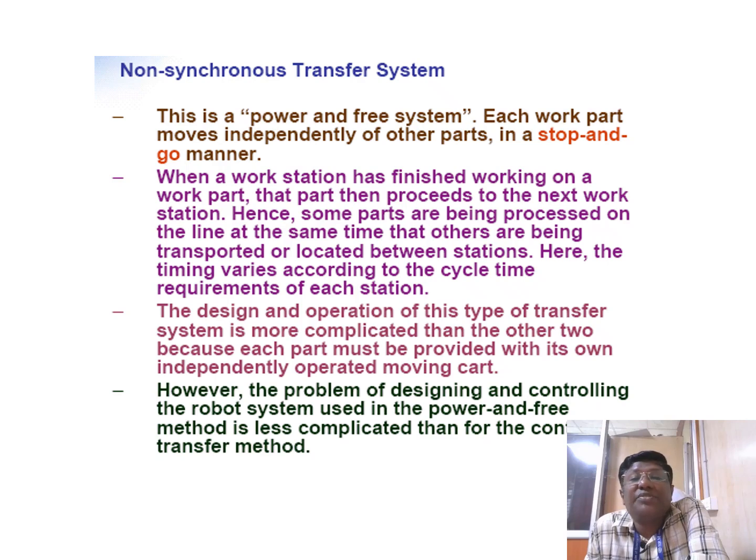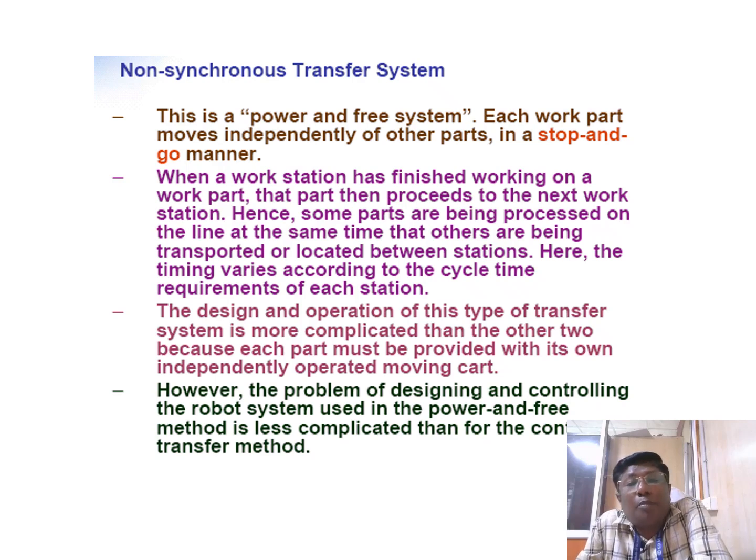When the workstation has finished working on the work part, that part is processed to the next station. Hence, some parts are being processed on the line at the same time that others are being transported between the stations. So here the timing varies according to the cycle time required by each station. Suppose we have one location, two location, three location.